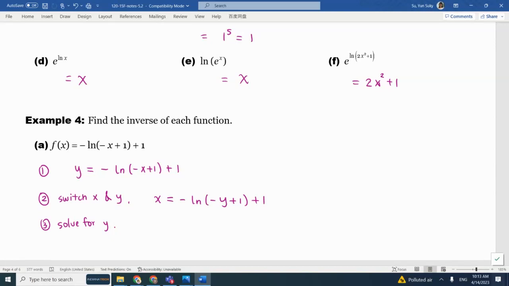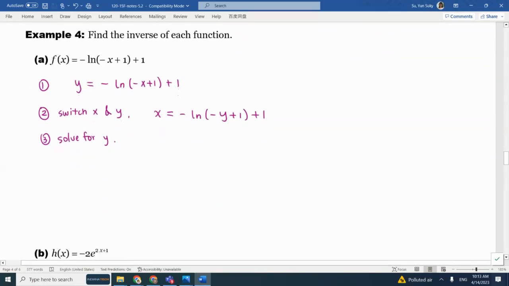No. When you switch the x and y, it's only the x and y. Don't switch other signs. It's simply x and y. When you see x, replace it by y. When you see y, replace it by x. Yeah, just x and y. No other stuff. Right. Okay.